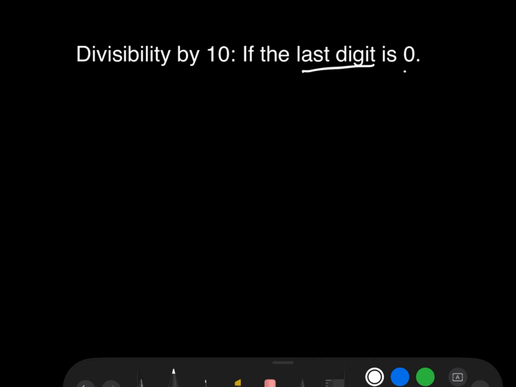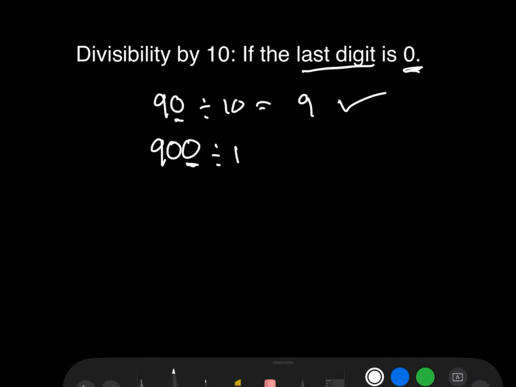the last digit ends with 0, or the last digit is 0. Let's have an example. For example, 90. It ends with 0. That is 90 divided by 10. Of course, it's 9, which is correct. Another one, if you have 900. 900 ends with 0, so it is divisible by 10 also, of course, which is 90.